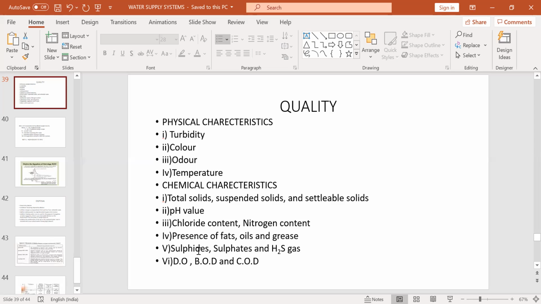Sulfides, sulfates, and hydrogen sulfide gas. These are also important components. And last but not the least, these are the biological things. That is, what is the dissolved oxygen, what is the biological oxygen demand, and what is the chemical oxygen demand. This you need to find out in case of sewage.